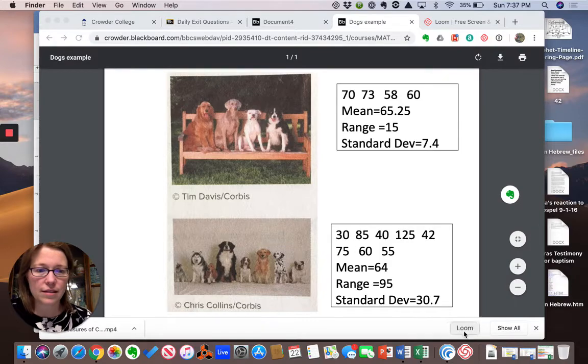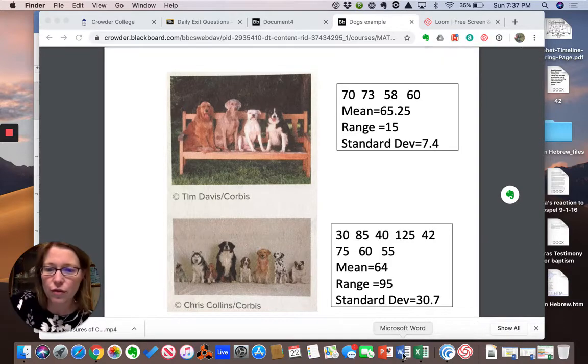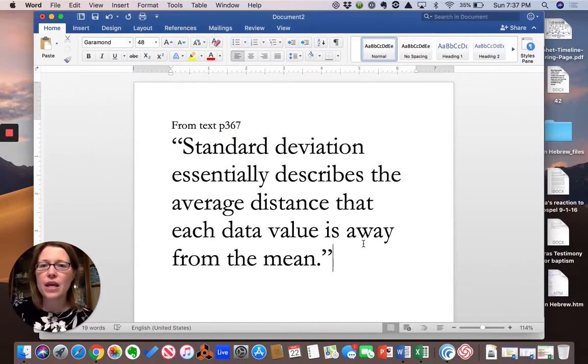Let's see, I think I've got this for us here. There we go. Our text has a nice layman's definition of standard deviation. Essentially, it's the average distance that each data value is from the mean. So on average, are most dogs pretty close to the mean, or on average, are they really far away?